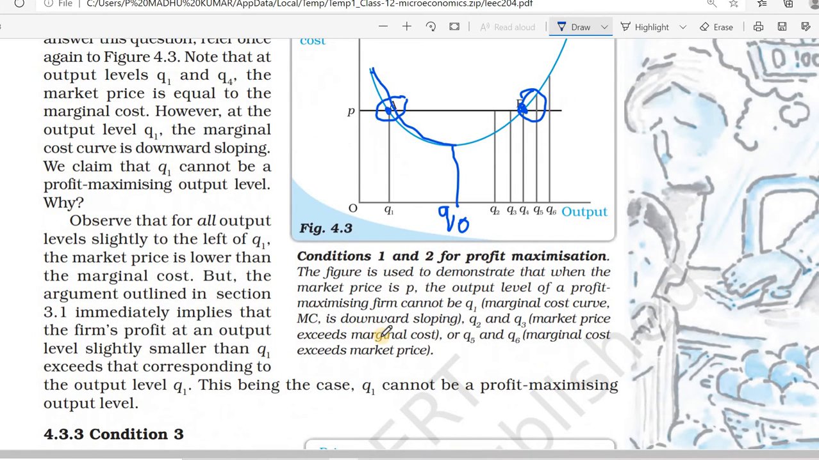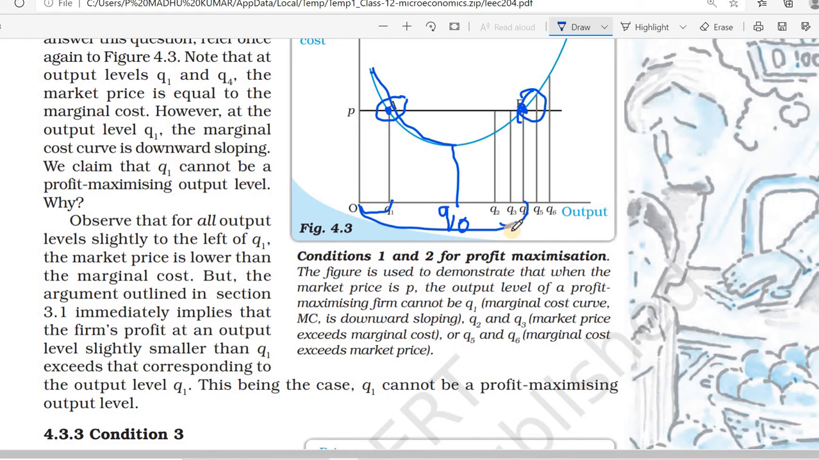This figure is used to demonstrate that when the market price is P, the output level of a profit-maximizing firm cannot be Q1. This point is not the profit-maximizing point. What is the reason? Here only a very small quantity is produced. Here you can see this much quantity, and at Q4, another point, this much output. Suppose here it is 5, 20, 25, 30, meaning 30 units of output produced.